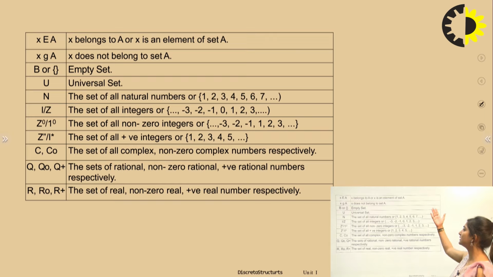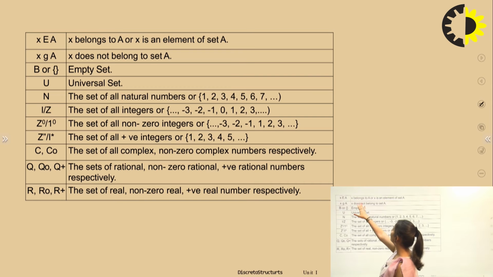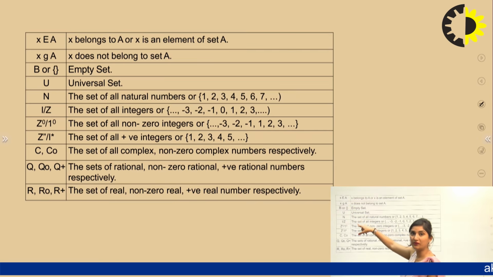Now let's understand the meaning of these symbols. So x belongs, so here this symbol which you can see in the form of E, it is actually more curly. So that is actually a symbol of belongs to. X, how do you read it? X belongs to A, or X is an element of set A. X does not belong to set A. Empty set. Universal set. N, the set of all natural numbers.